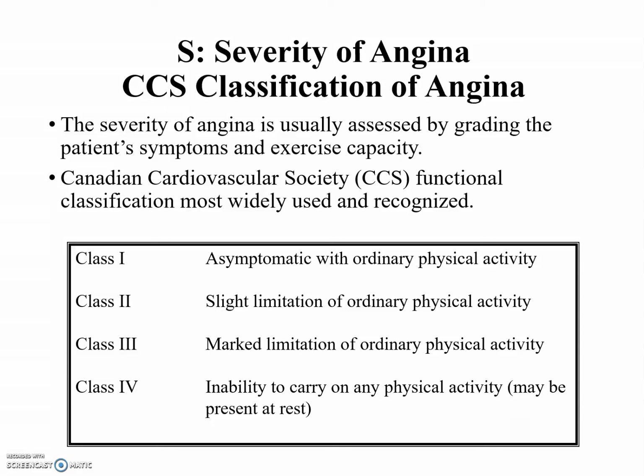So the S is severity of angina, and it is defined by the CCS, or Canadian Cardiovascular Society classification. This is the standard classification for angina. It goes from class 1 to class 4 in an ordered fashion. Class 1 is asymptomatic with ordinary activity, but could be with more than ordinary or very strenuous activity. And class 4 is basically symptoms at rest or not being able to carry on any activity. Class 2 is slight limitation. Class 3 is marked limitation with ordinary activity.